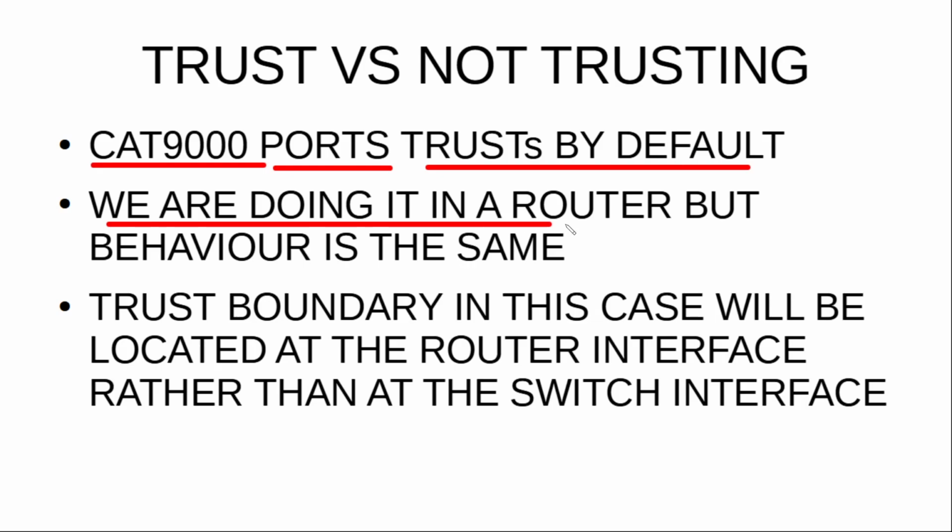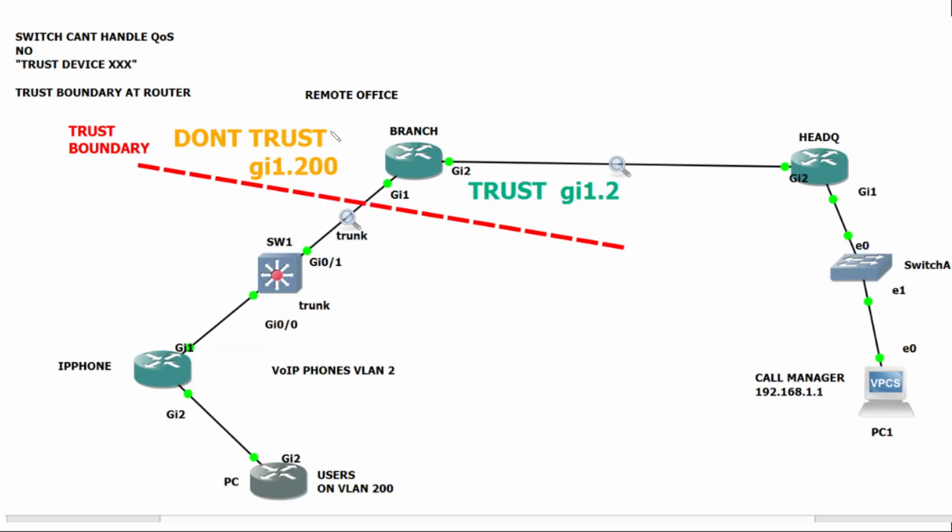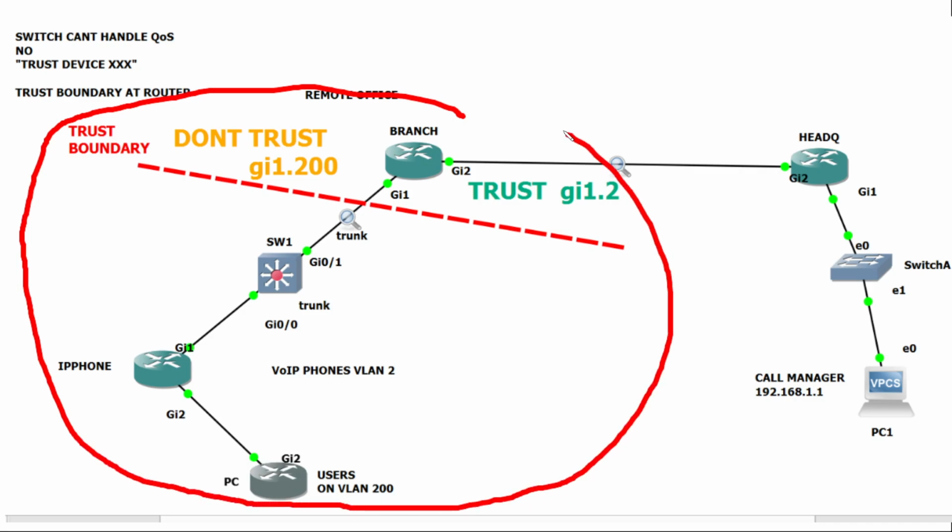And we are doing this lab in a router, but the behavior will be absolutely the same. The trust boundary in this lab is located at the router's interface rather than at the switch interface. So we have this setup here. We have this branch office that has two VLANs: VLAN number 2, which is the voice VLAN, and VLAN 200, which is the user's VLAN.